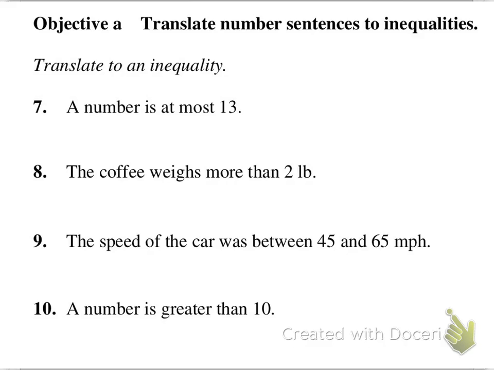So now let's translate these. So no solving involved, we're just translating. So a number is at most 13. So it can be 13, so it's going to have the equal to. The question is, is it less than or greater than? Well, it's going to be less than, because 13 is the most it can be, but it can be less than that. The coffee weighs more than 2 pounds. So more than 2 would imply greater than 2. It's not going to equal 2, it weighs more than that.